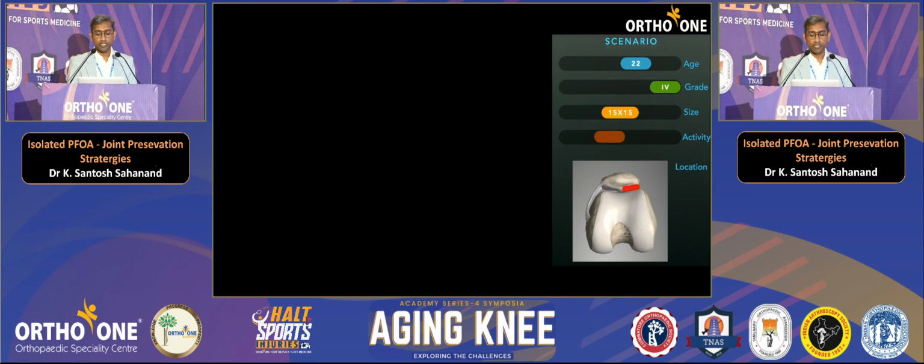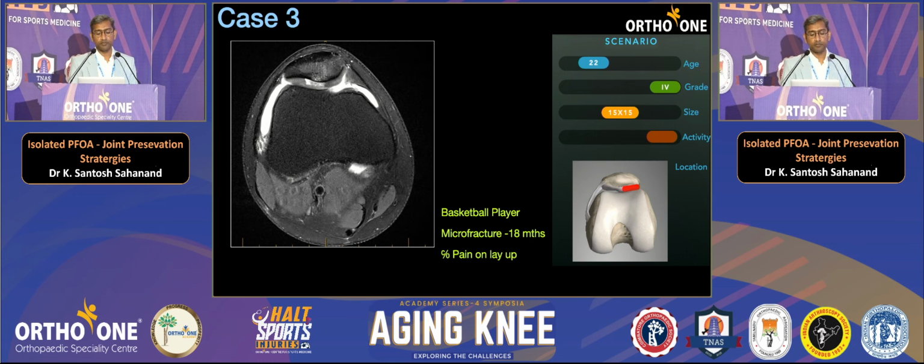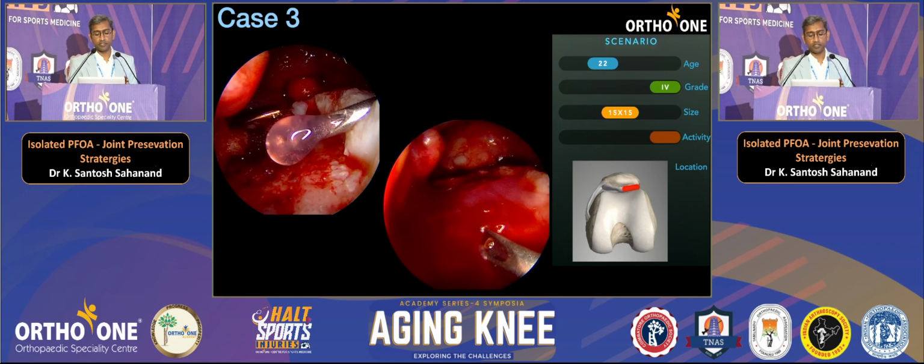What about the lateral facet? Lateral facet, this is a high demand individual, a basketball player. I'm again going back to seeing them early before they develop arthritis. It's a full thickness loss of the lateral facet. When you see this, you cannot leave it; you have to address this lesion. So what are the options available? If there's a full thickness lesion like this, there are cellular options. In India, we have BMAC and ACI.